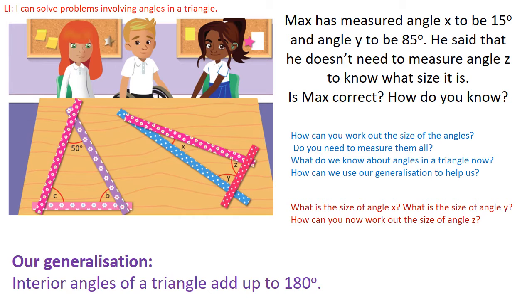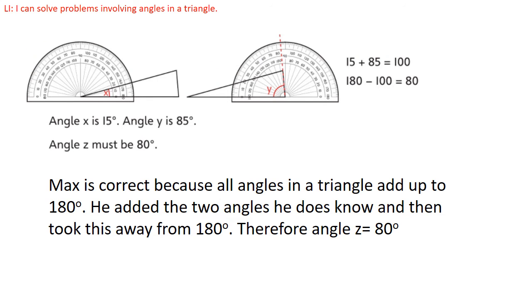So would you use method 1 or method 2 here? It's up to you. You're going to get the same answer. I would go for method 2. 15 add 85 equals 100. 180 minus 100 is going to give me 80. So can we find out the missing angle if we know two of them? Is Max right? Yes, he is.